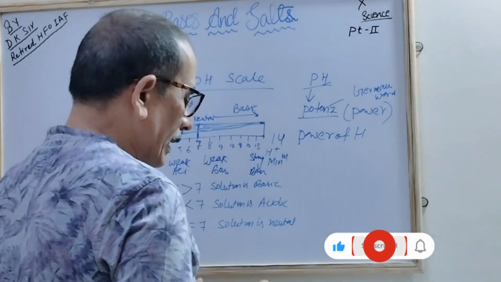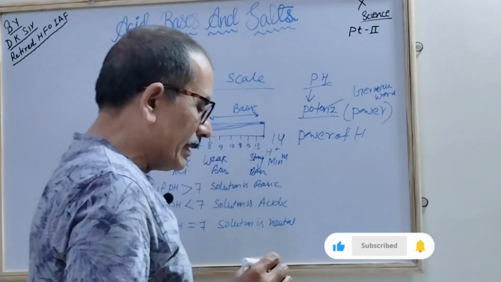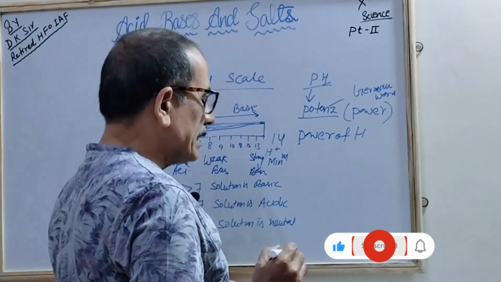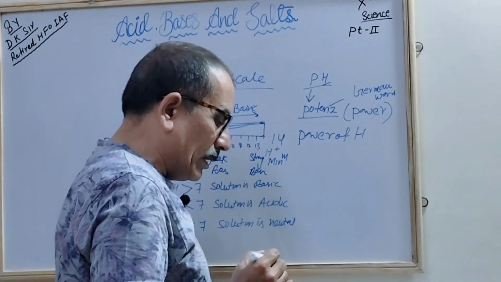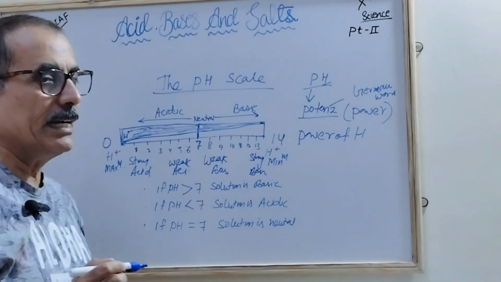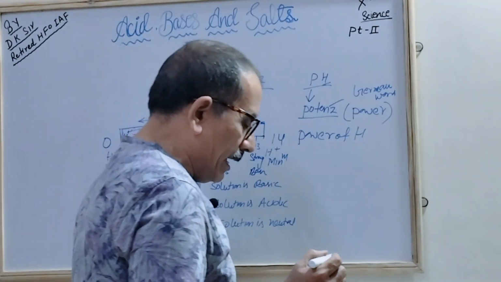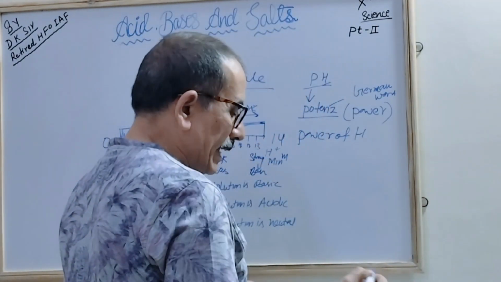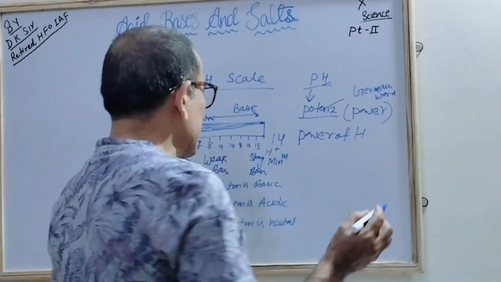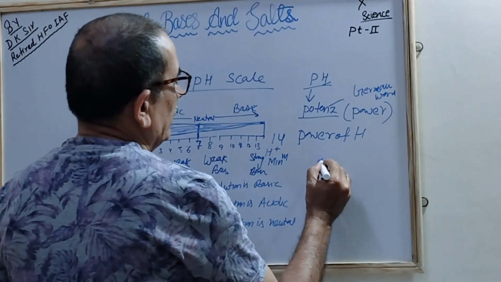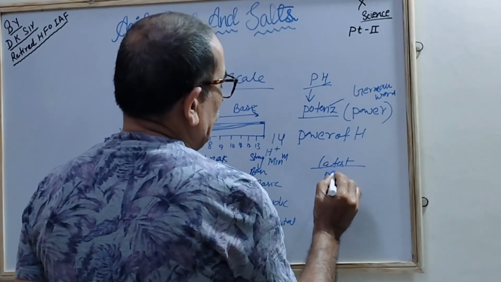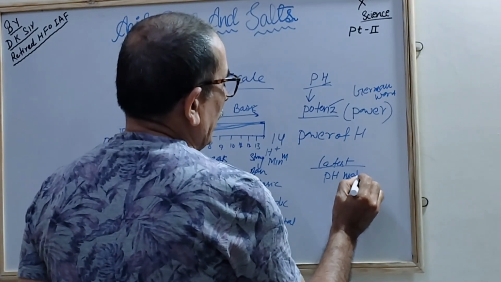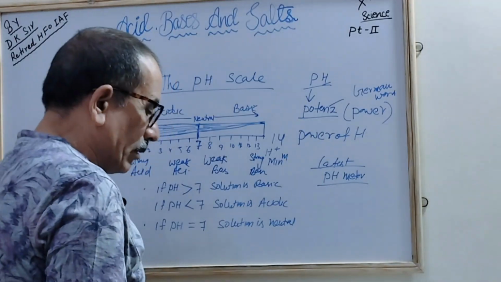Pure water has 7 at the pH level, correct? Nowadays they have started using electronic devices instead of the pH scale. That is called the pH meter. So nowadays the latest we use is the pH meter, correct? By which we can check the pH, correct?